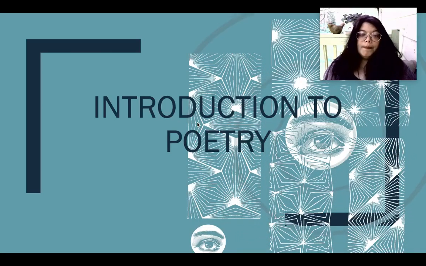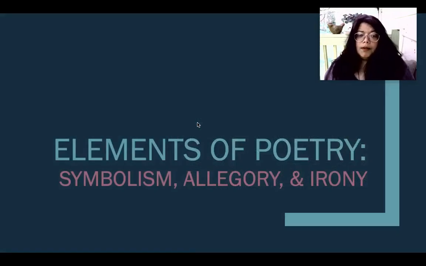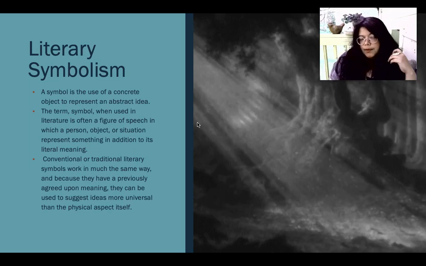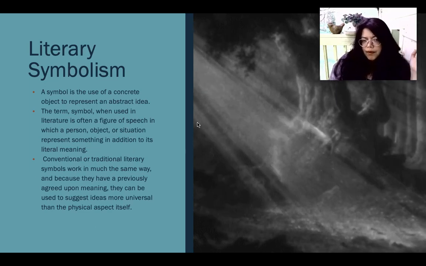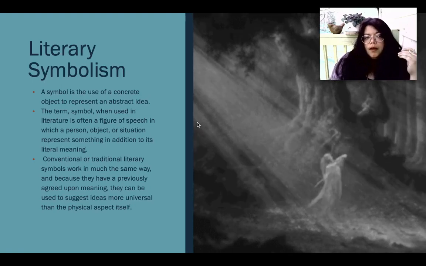I don't know why. But anyway, we're going to talk today about symbolism, allegory, and then we're going to touch on irony, right? But we probably won't be able to spend as much time on irony. So when we start looking at symbolism, again, it's one of those very complicated terms for something that we're actually very familiar with.